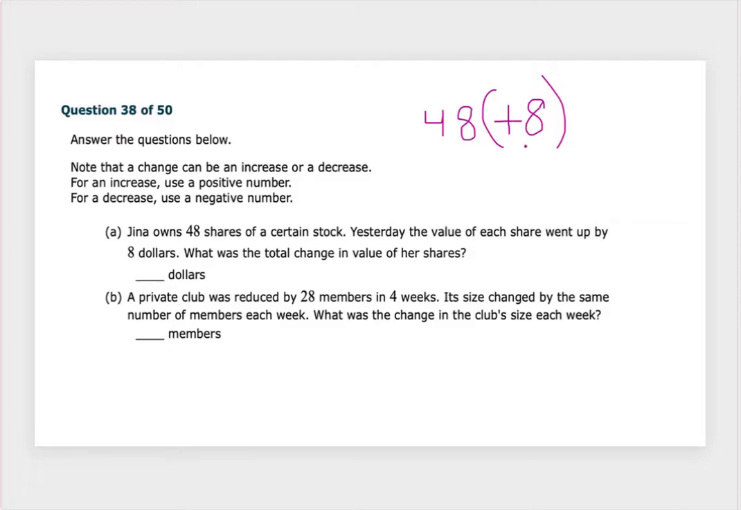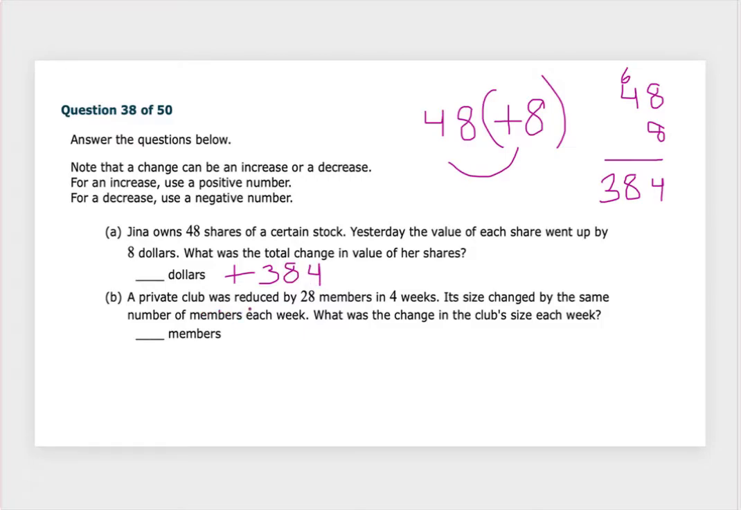Okay, so since each one goes up, but she has 48, wouldn't that be multiplication? Okay, so we're going to take 48 times 8. And 8 times 8 is 64. Carry your 6. 4 times 8 is 32. Plus 6 is 38. And it was an up, right? It was an increase. So we're going to say she had an increase of $384. That was nice, right?